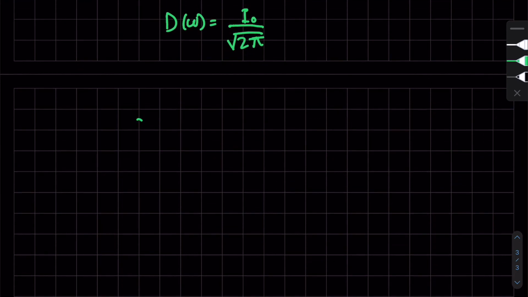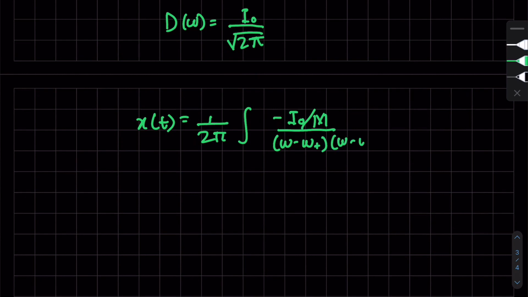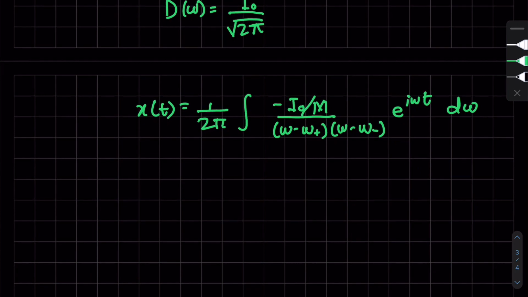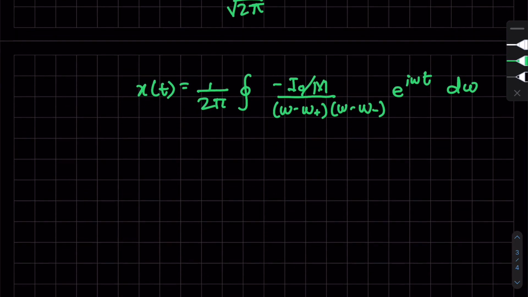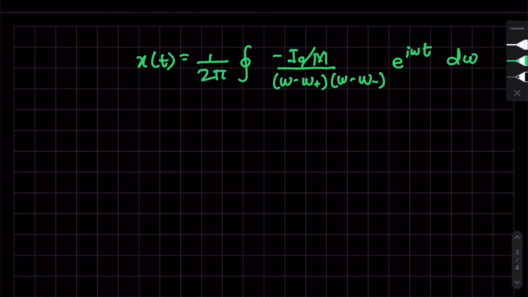we can go back to our inversion integral. X of t is 1 over 2 pi times the integral of minus I naught over m, divided by omega minus omega plus times omega minus omega minus, times e to the I omega t d omega. But the integration we are going to have to do on a closed contour, just for the sake of complex analysis, so that we can exploit complex analysis nicely.